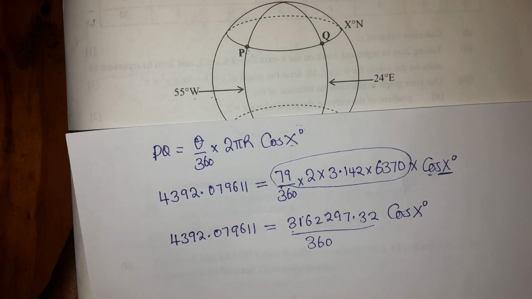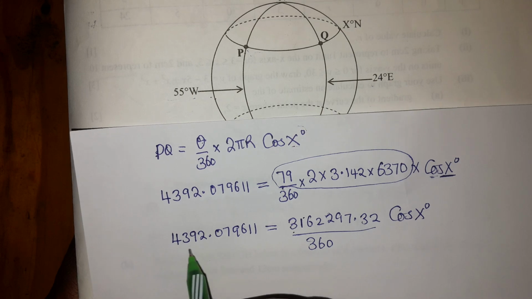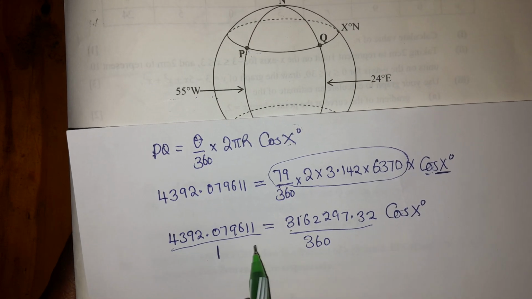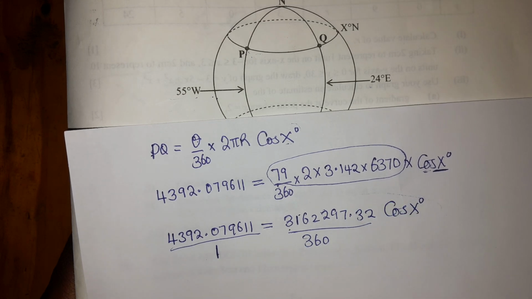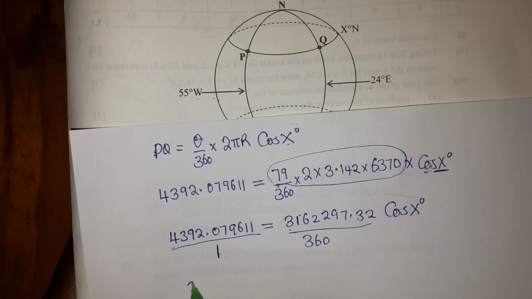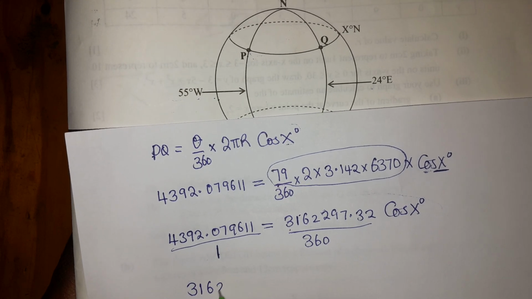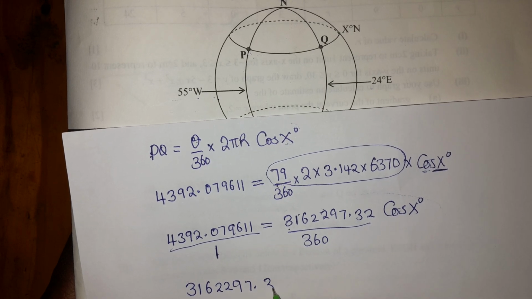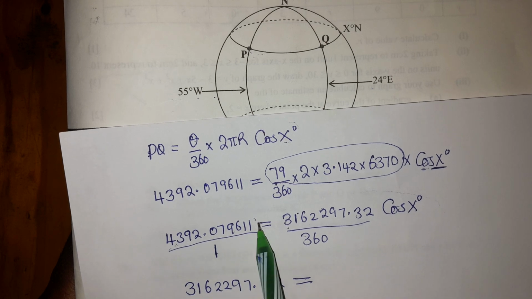All right. Then from this point, I'll have to cross multiply. You get my point? You have 1 over 1 here. So when you cross multiply, this one, we are multiplying it by this here. So this one will be coming this side, which is 1312297.32.